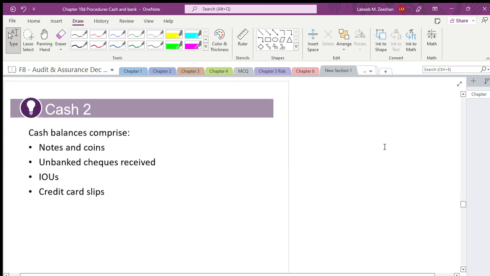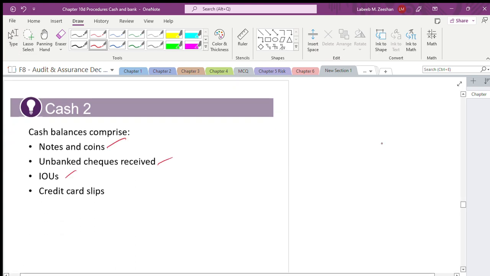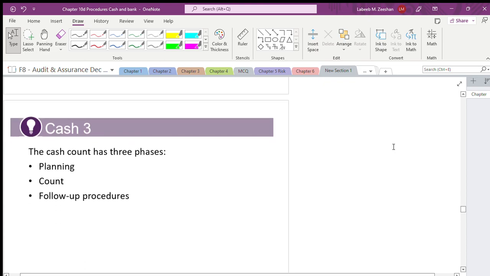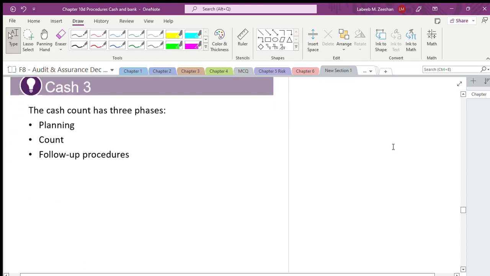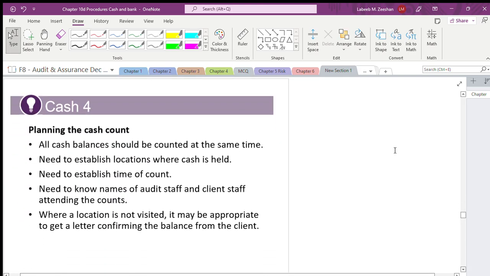What is cash? Cash is nothing but notes, unbanked cheques, IOUs, credit card slips, all those things. A cash count has three phases: the planning phase, the counting phase, and the follow-up procedures. First you have to plan, then count, and then carry out the follow-up procedures. How do you do the planning?